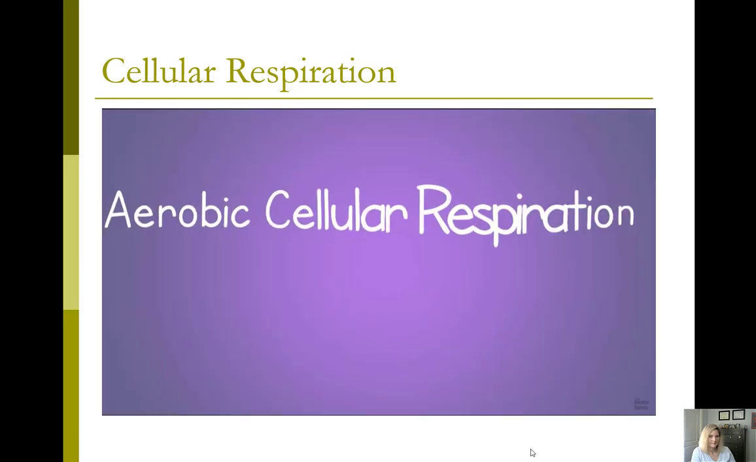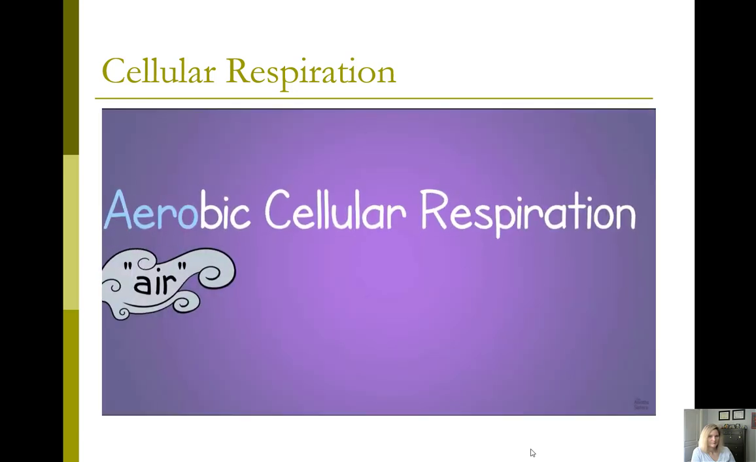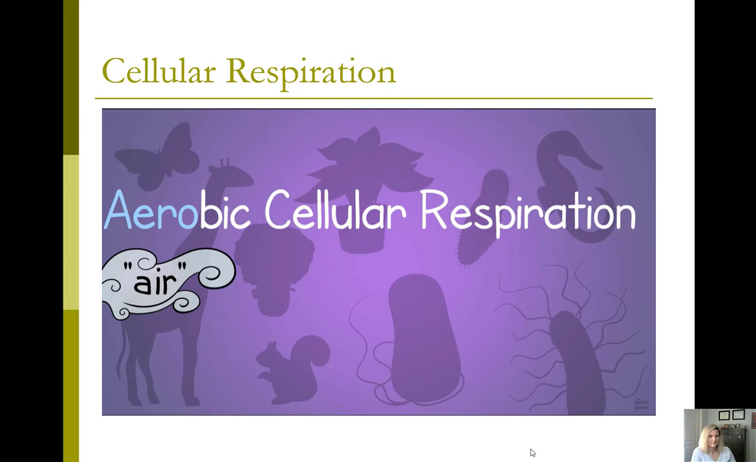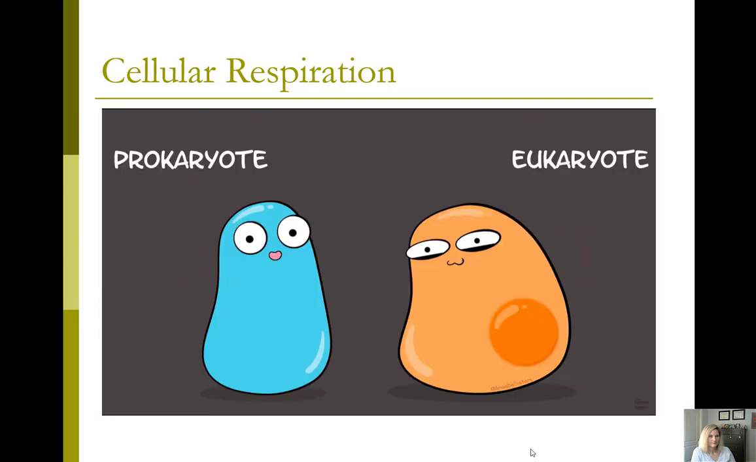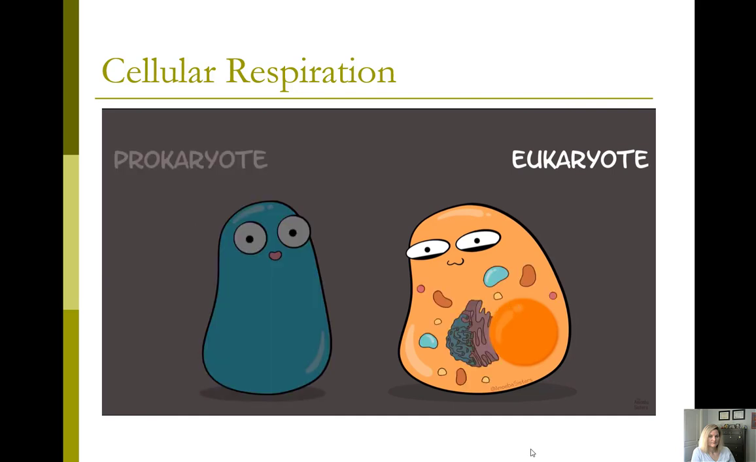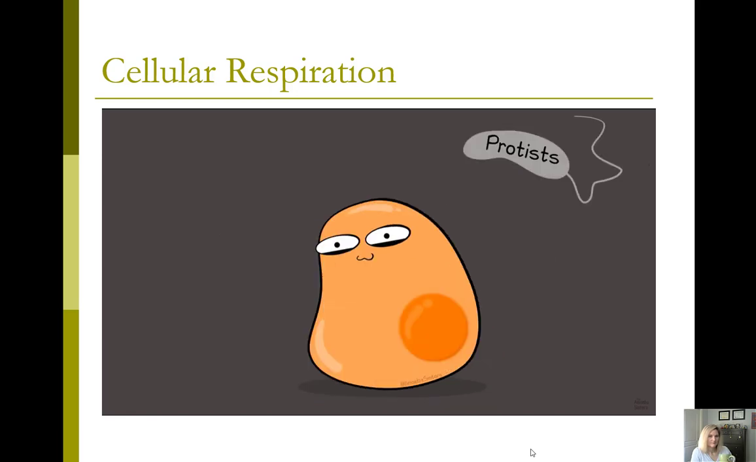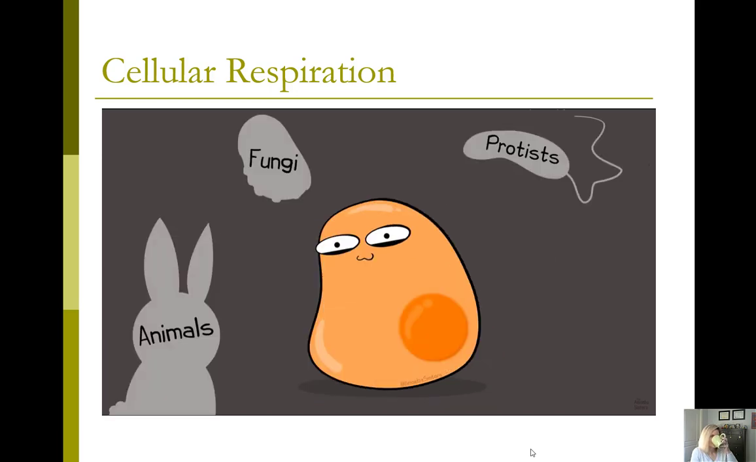One way is called aerobic cellular respiration. Lots of organisms can do aerobic cellular respiration, but this video is specifically going to go into aerobic cellular respiration in eukaryotic cells. That means this video is talking about the process within cells that have membrane-bound organelles, such as a nucleus and mitochondria. Eukaryotic cells include the cells you find in protists, fungi, animals, and plants.